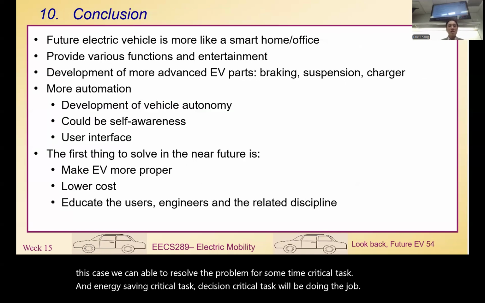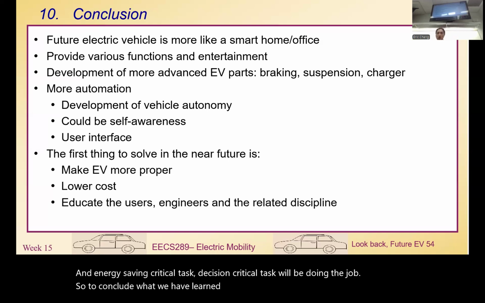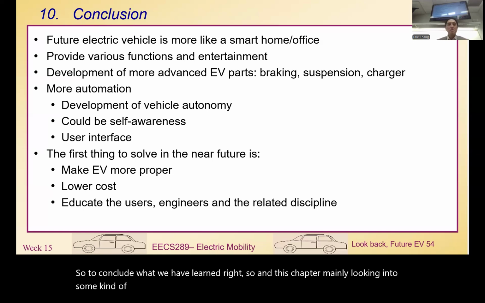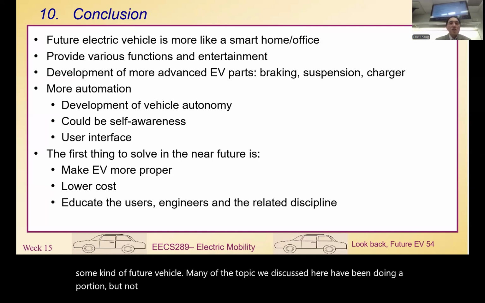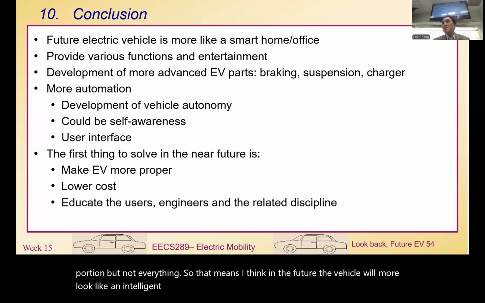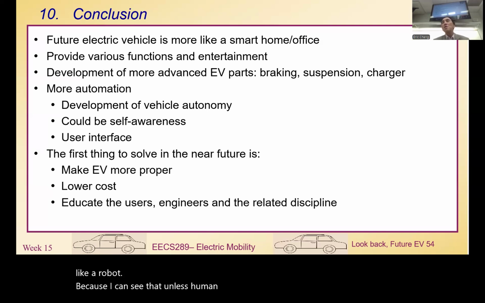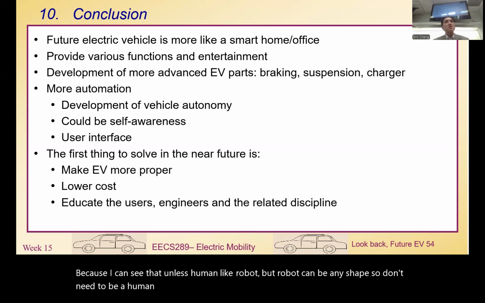So to conclude what we have learned, this chapter mainly looked into future vehicles. Many of the topics we discussed here have been done in part, but not everything. So I think in the future, the vehicle will look more like an intelligent system. I always think the future vehicle looks more like a robot. Not necessarily a human-like robot, because a robot can be any shape. It doesn't need to look human. So a robot and a vehicle are the same anyway.